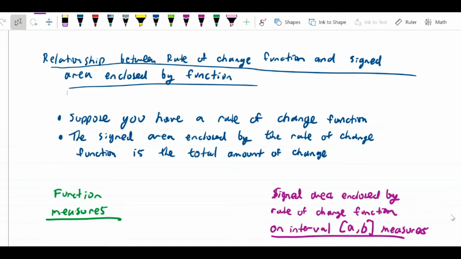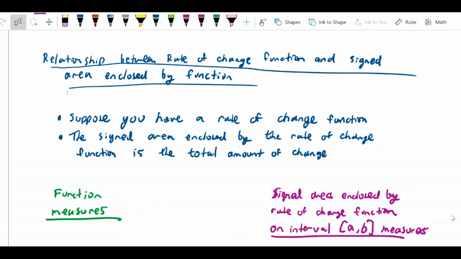So now I just want to go over what the general relationship is between a rate of change function and the signed area enclosed by that function. We saw this in the context of velocity and displacement, or speed and total distance traveled, so I just want to generalize this a little bit. So if you look at the bullet points here, suppose you have a rate of change function. The signed area enclosed by the rate of change function is equal to the total amount of change.